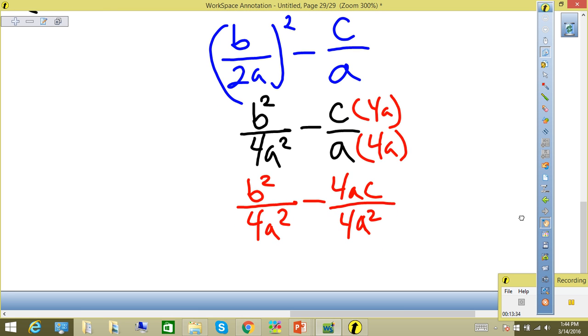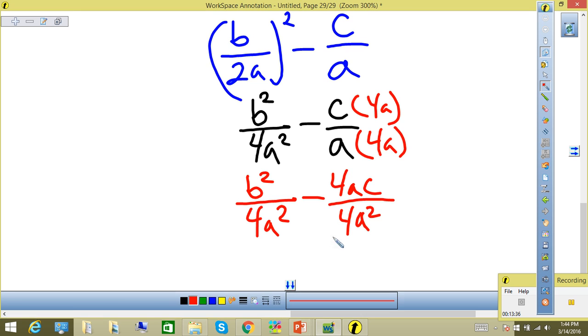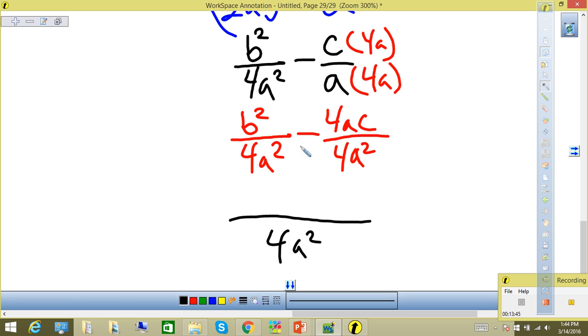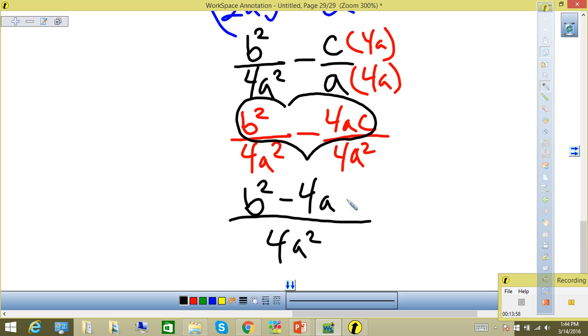Now, can we combine those two fractions? Yes, Mr. Q. It becomes one fraction, 4a squared, and then we combine the numerators. Draw your heart. Can we combine any of these? No, so we just write it out. What do we have? B squared minus 4ac.